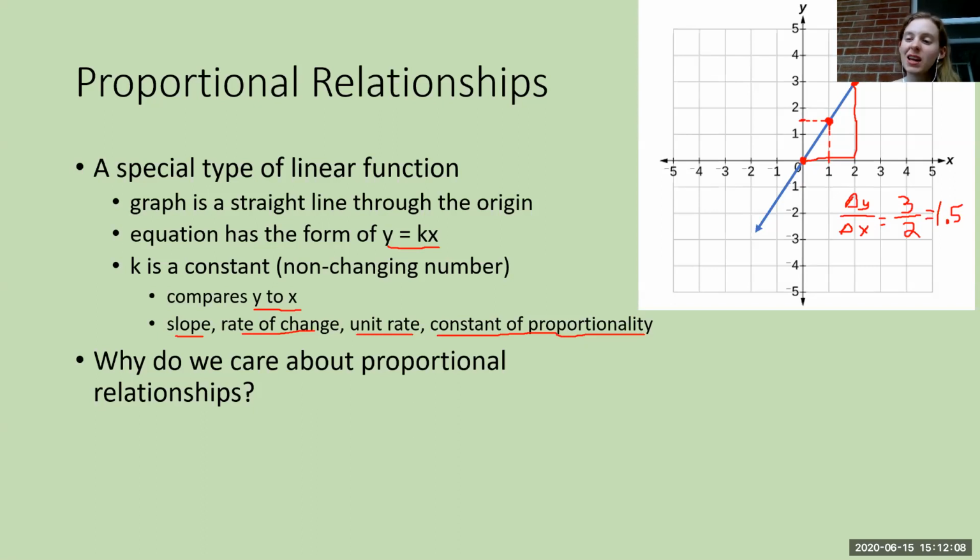So I could do it by picking any 2 points and calculating change in y to change in x, or I can find the point where x is 1. So this point where x is 1, right, x is 1 and y is 1.5. That's going to be my unit rate. And we're going to see some more examples like this later.